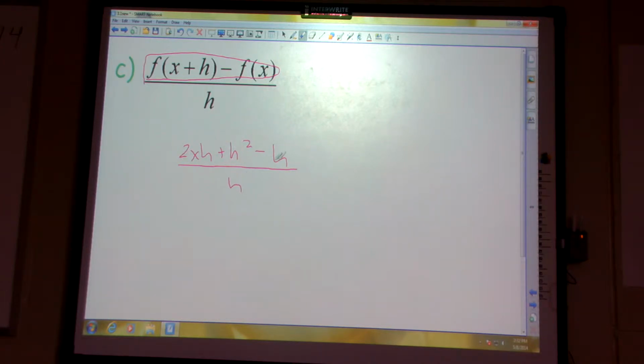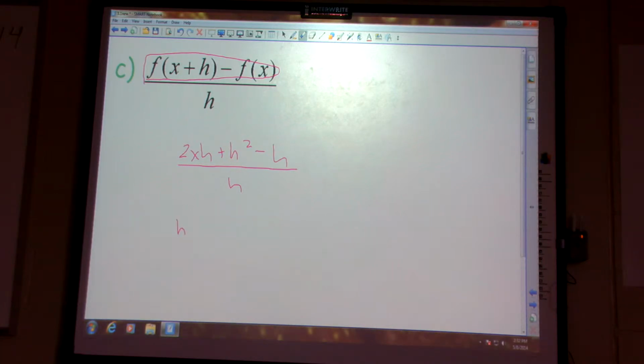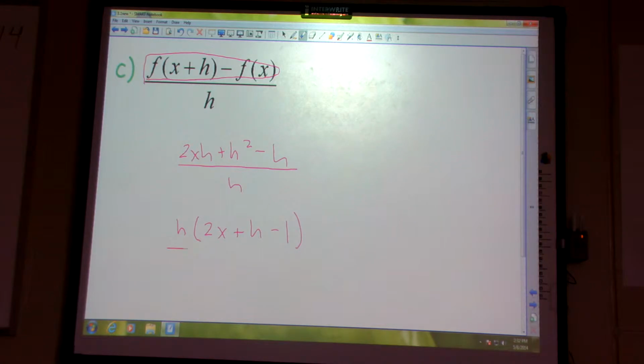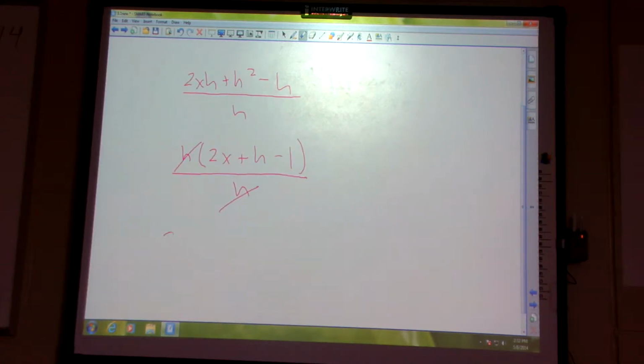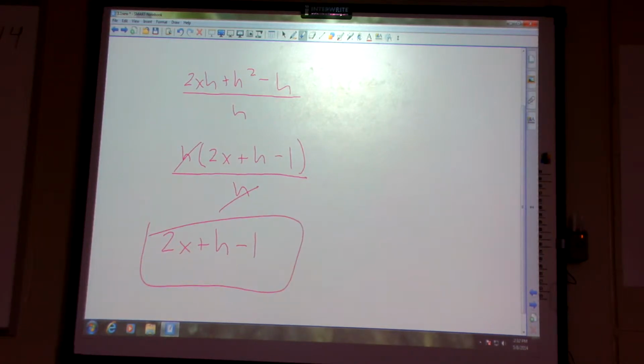But we can pull out an h. So if I factor out an h, I'm left with 2x plus h minus 1. Do not forget, that doesn't disappear. There's still a 1 there. All over h. Now, since it's multiplication, I can cancel. And I end up with 2x plus h minus 1. And guess what? That is something called a difference quotient. Because I subtracted and divided.